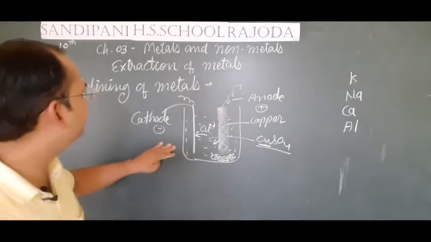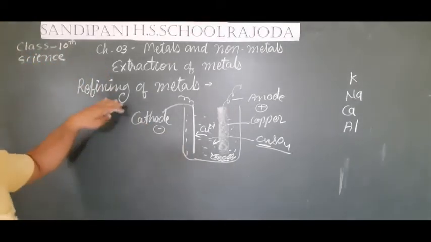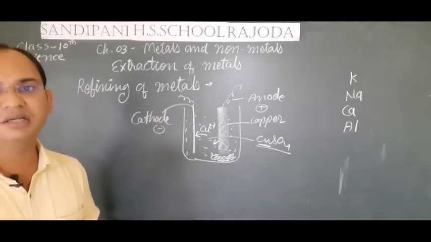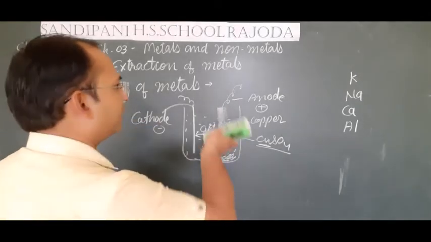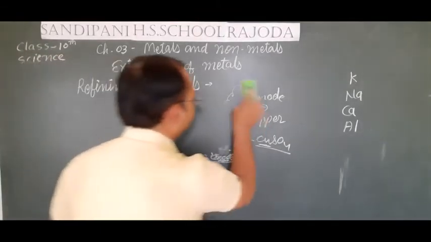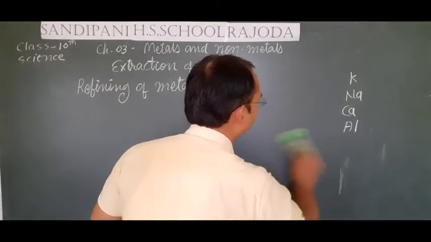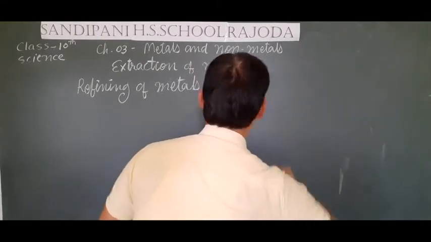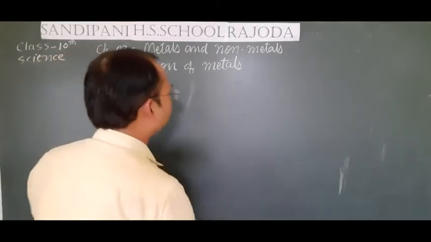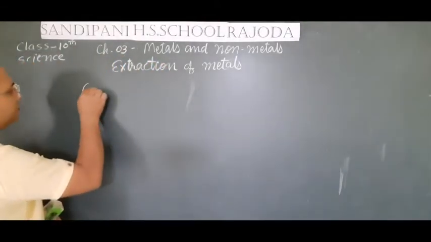So this is the method used for refining metals, in the form of electrolytic refining. Second is, students, corrosion. The next important topic is corrosion. Corrosion we have actually seen in our day-to-day life in many different forms.